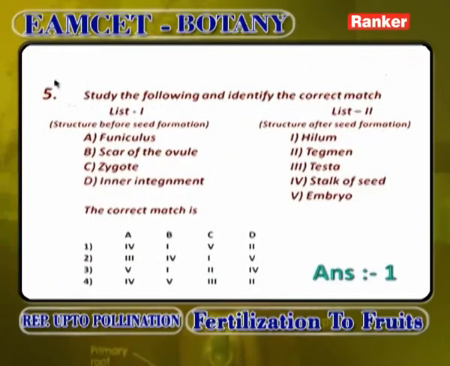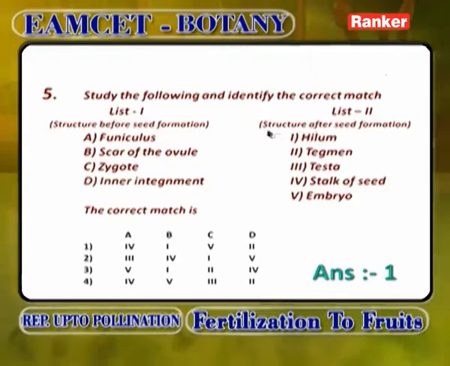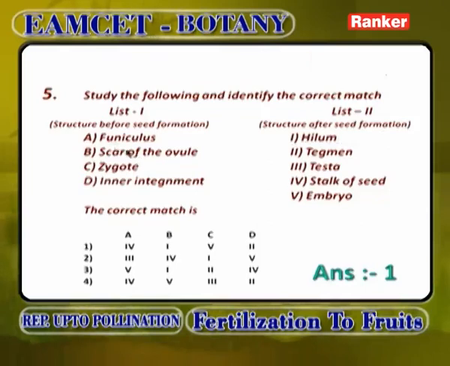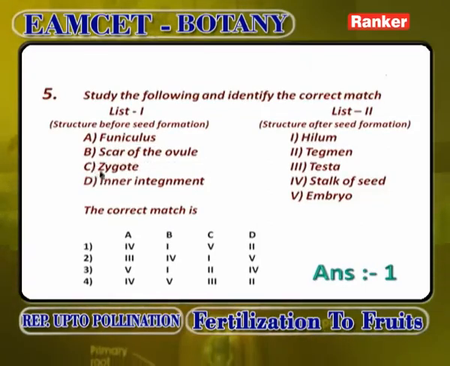Now, study the following and identify the correct match. Structure before seed formation, structure after seed formation. List 1 is structure before seed formation. List 2 is structure after seed formation. Funiculus, scar of the ovule, zygote, inner integument; hilum, tegmen, testa, stalk of the seed, embryo. Funiculus, stalk of the seed. So A is 4. Scar of the ovule, hilum.